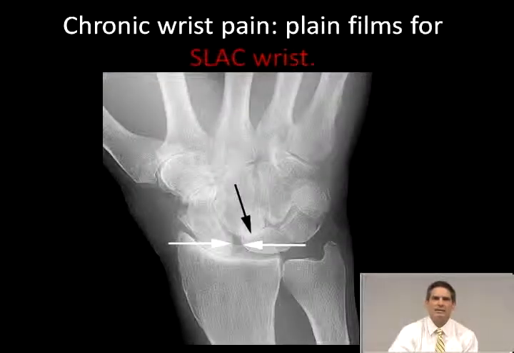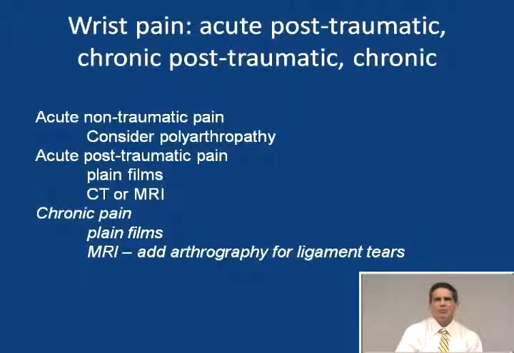Again, chronic wrist pain. Another cause of chronic wrist pain, degenerative changes from a so-called SLAC or scapholunate advanced collapse abnormality. This is a 67-year-old male with chronic wrist pain. You've got widening of the scapholunate interval at the white arrows, and then proximal migration of the capitate with elimination of the joint between the capitate and lunate there at the black arrow, along with some degenerative changes between the scaphoid and radius.